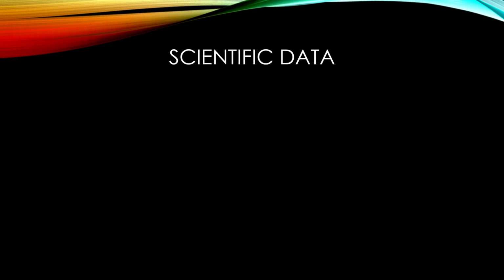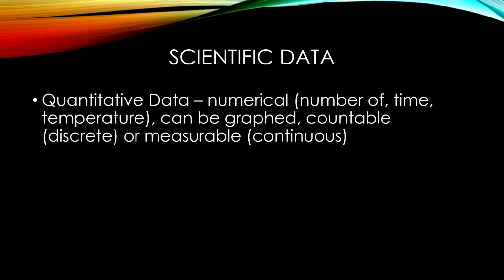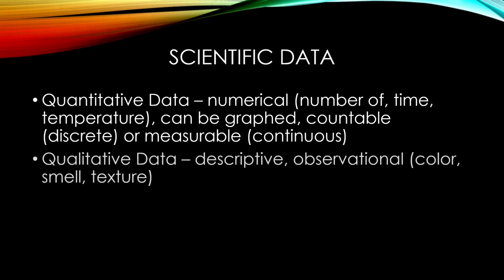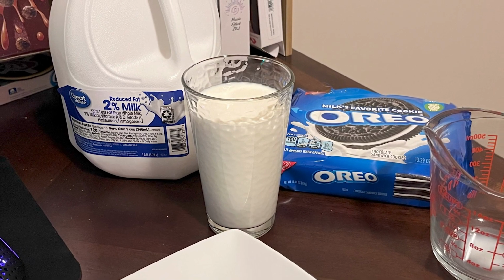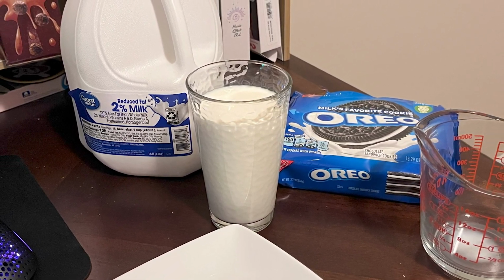Finally, regarding types of data, first is quantitative data. Quantitative means quantity, so it's numerical, and this can be graphed and can be countable, which is called discrete, or measurable, which is called continuous. Next is qualitative data, and qualitative means quality, so it is descriptive and observational. Examples of that are color, smell, and texture. Now that we are done with the vocabulary, let's get into the lab.